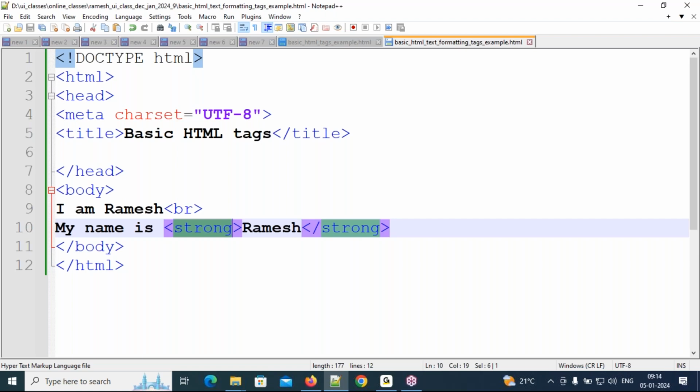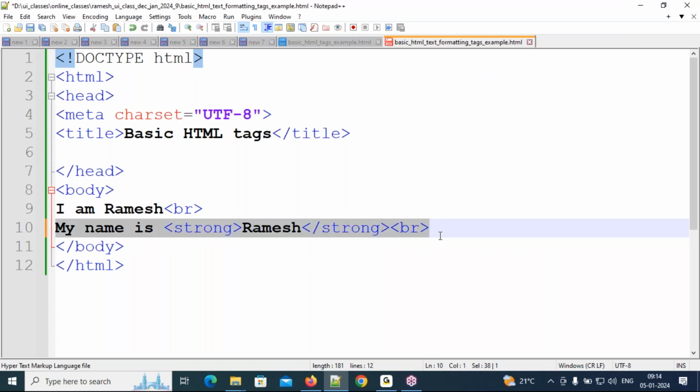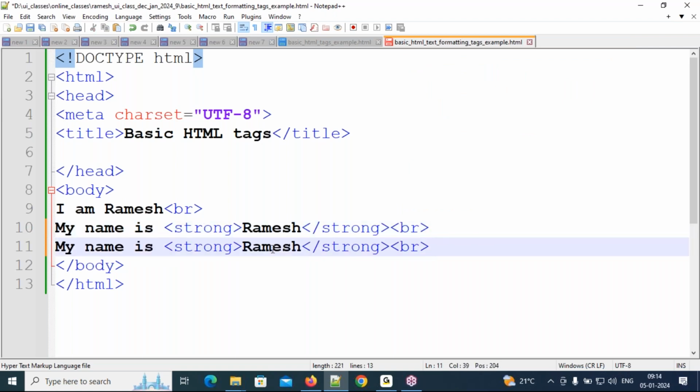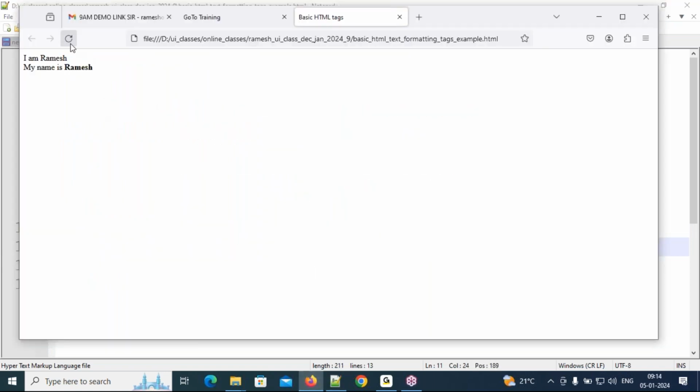Right. This is the strong tag. For example, if I keep a B tag here also, you don't find any difference. Are you finding any difference? That's what I got. There is no visible difference.